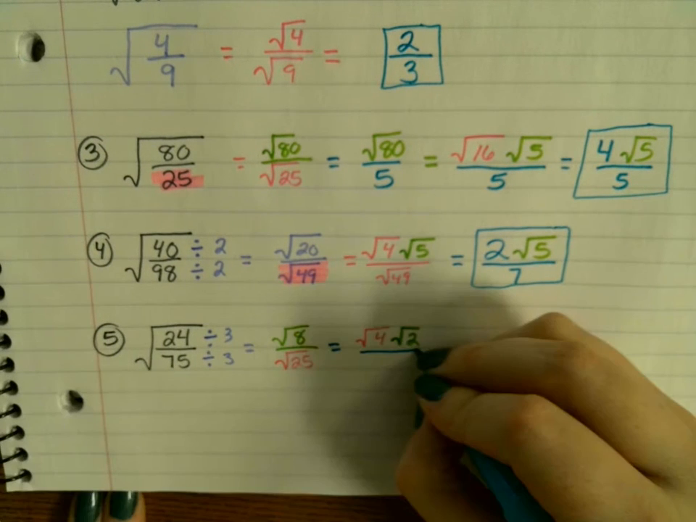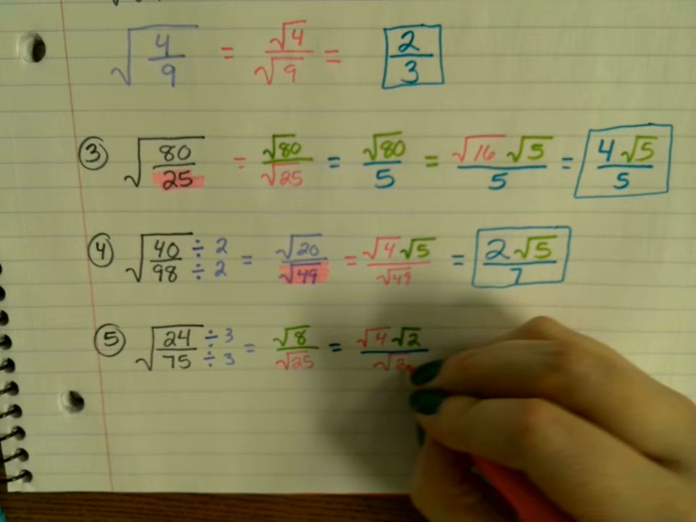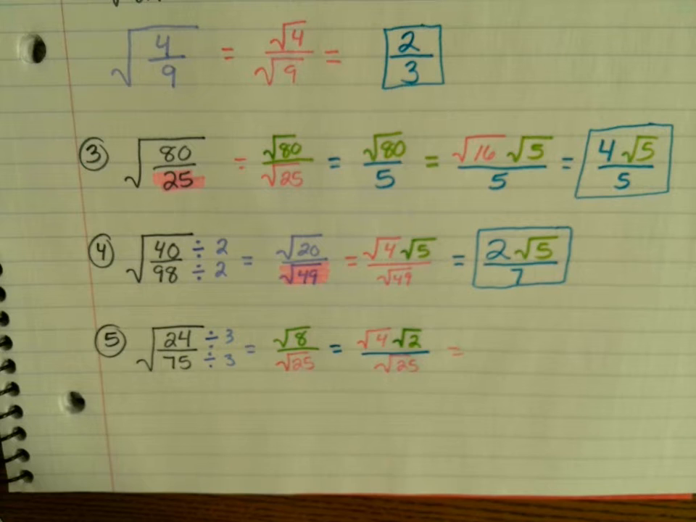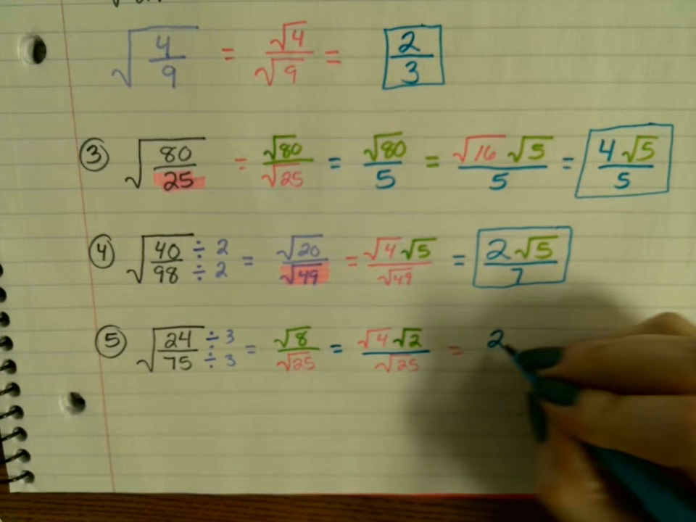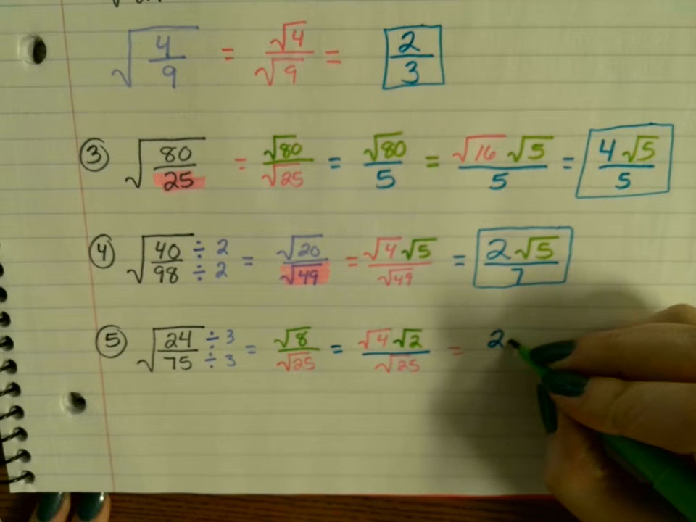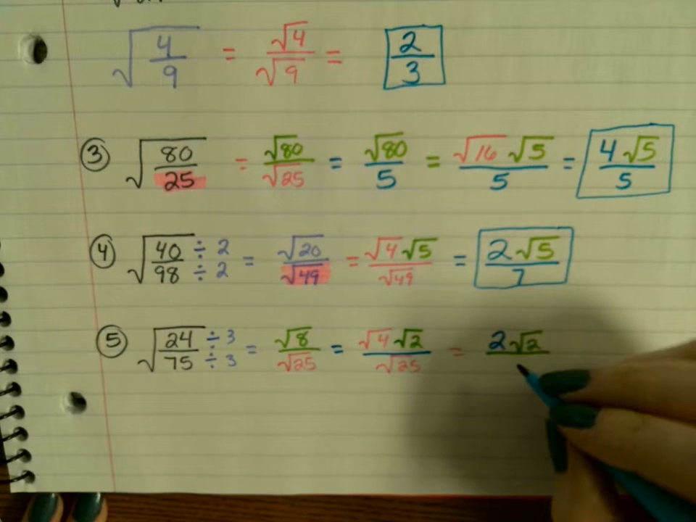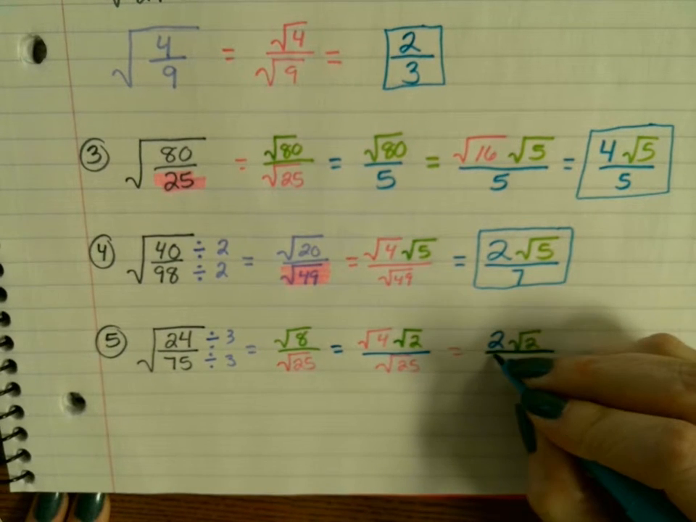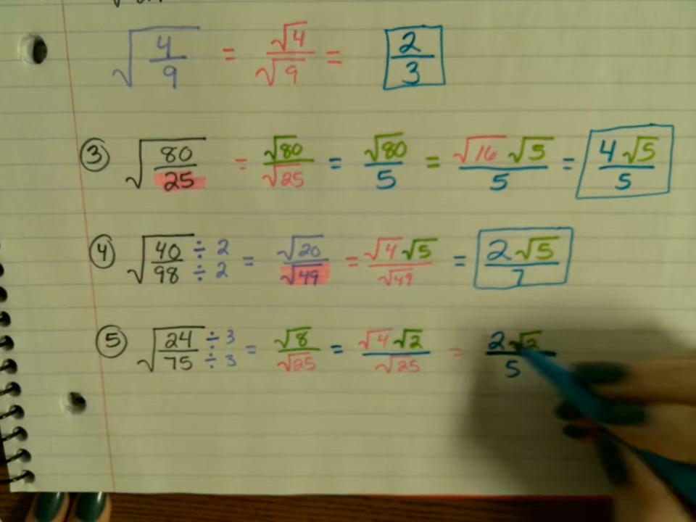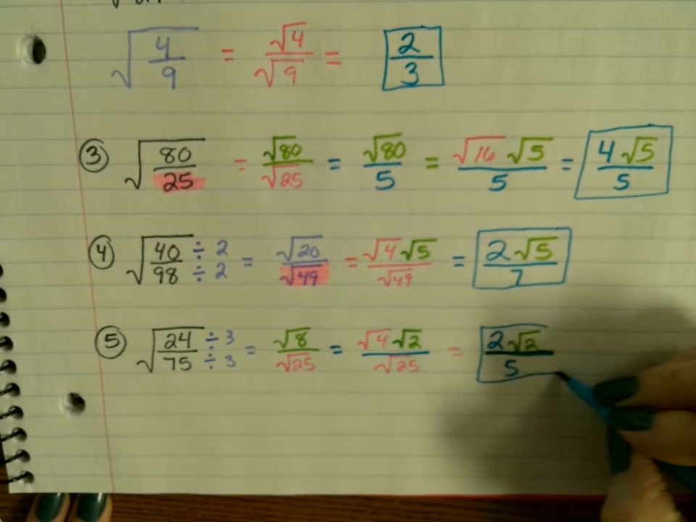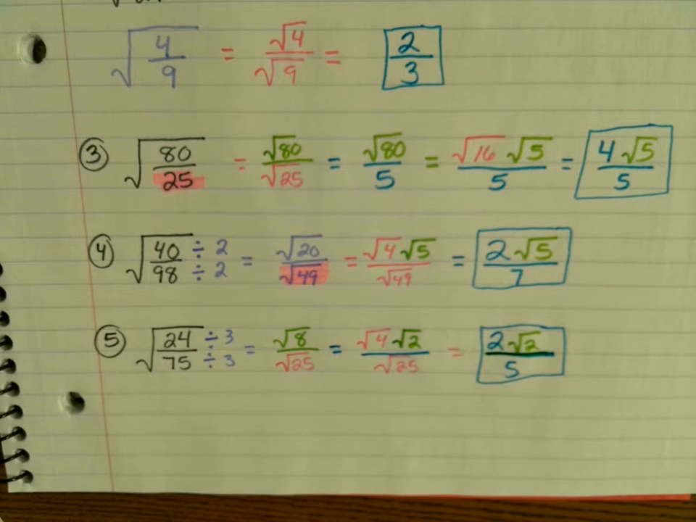So now we're going to go ahead and take those perfect squares. What's the square root of 4? 2. And then we've got the square root of 2 here. And then what is the square root of 25? 5. And then 2 over 5. Can we simplify 2 over 5? No. So this is as far as it's going to go. Okay. Let's try another one. One more on your own.